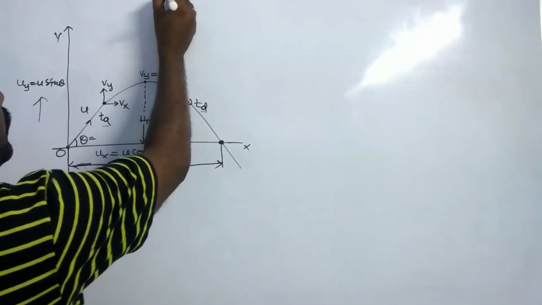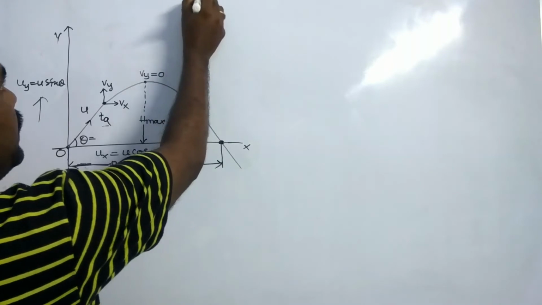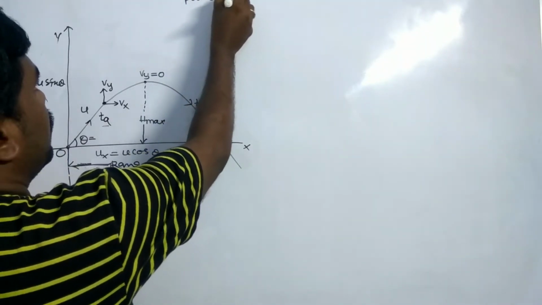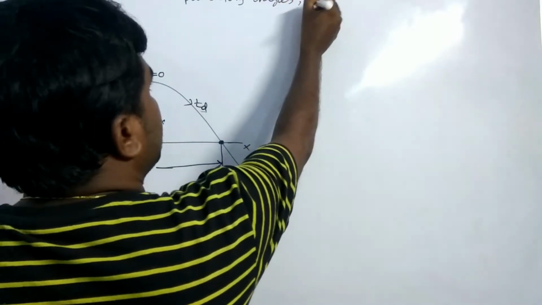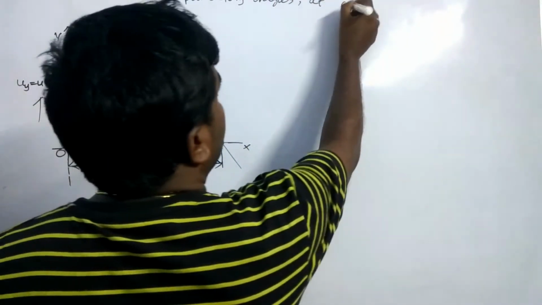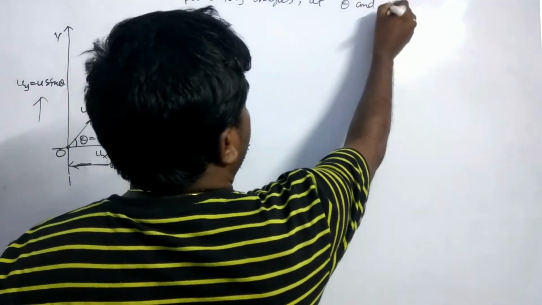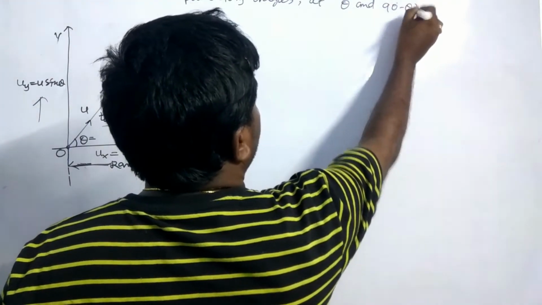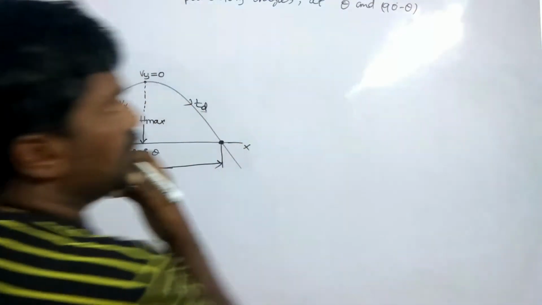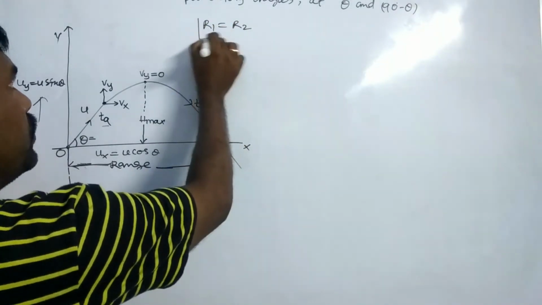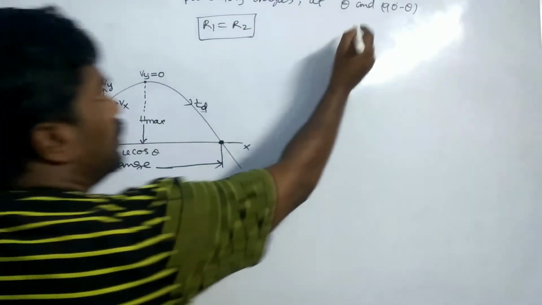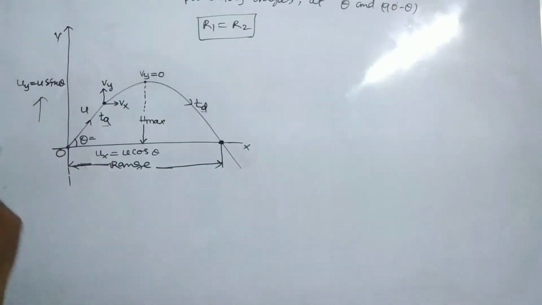Here the complementary angles are theta and 90 minus theta. Then R1 is equal to R2. So it is possible where the angles are theta and 90 minus theta.